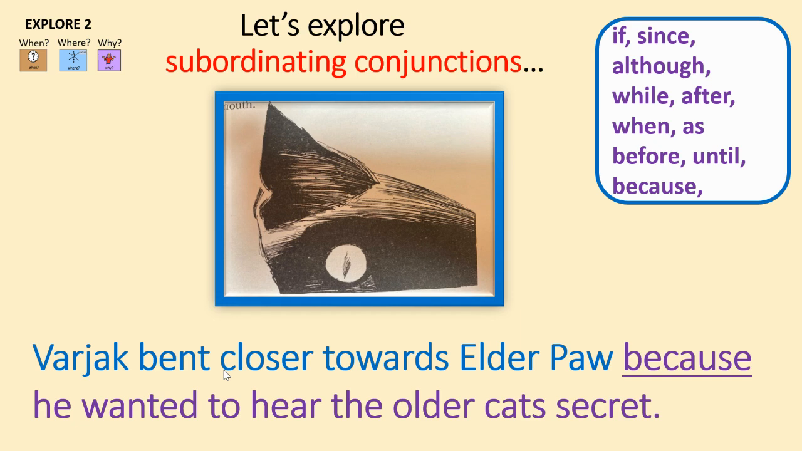I want you to say a sentence and then write it down. It needs to have a subordinating conjunction so you can give more detail for your reader. Do that now. Say your sentence out loud, then write it down. Do that now, press pause.